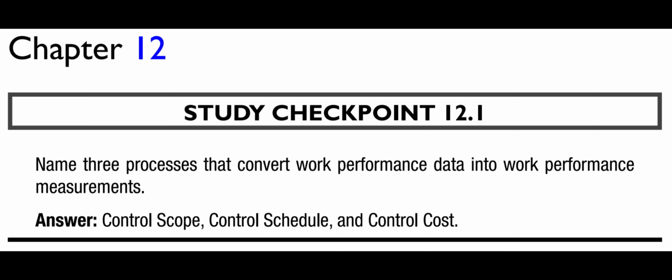Study Checkpoint 12.1. Name 3 processes that convert work performance data into work performance measurements. Answer: control scope, control schedule, and control cost.